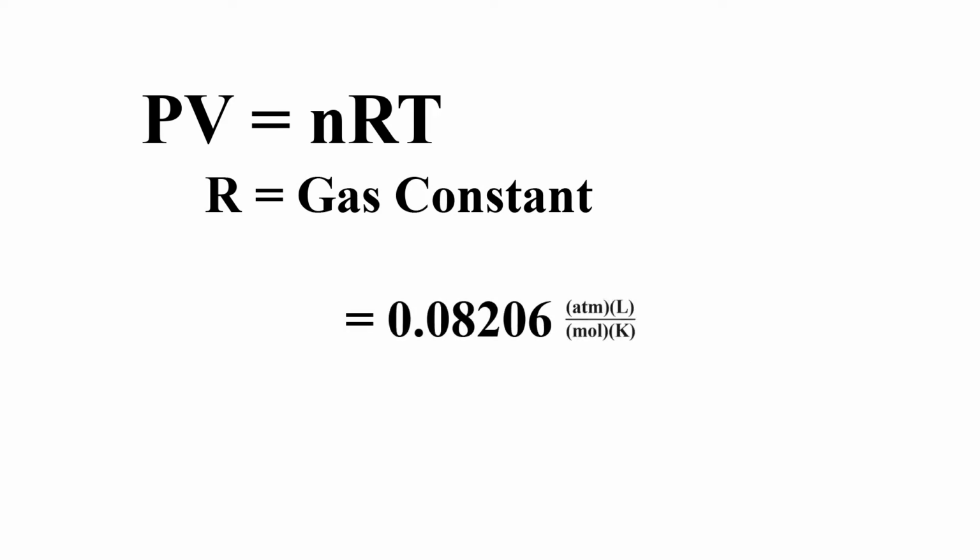0.08206 atm times liters divided by moles times Kelvin. When solving ideal gas problems, R will always be 0.08206. Let's do a couple of problems so you can see how this equation is used.